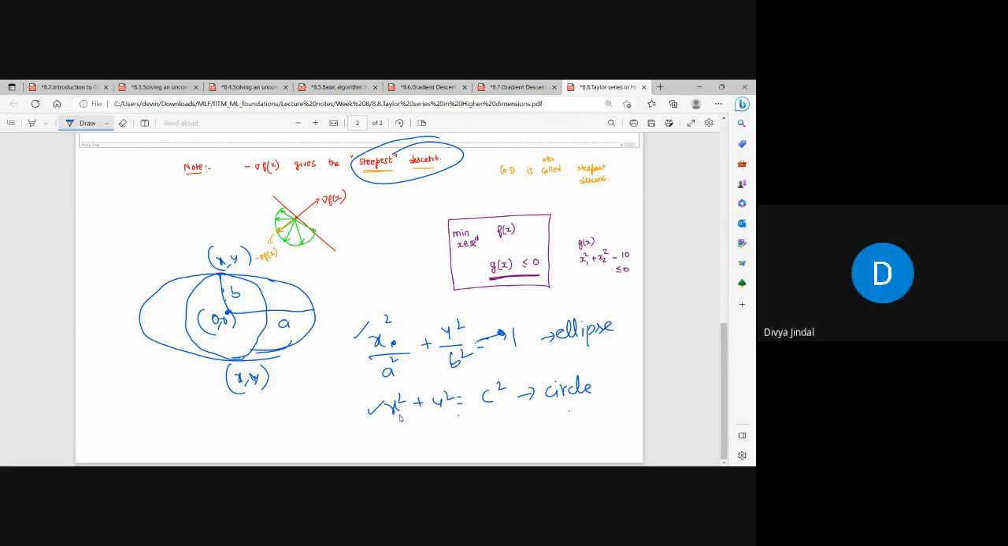Sir, can I be very honest? I don't know much about the properties of ellipses, so I would never arrive at these formulas. Don't worry about whether it's called an ellipse or not. All you have to worry about is this equation. Let's just solve this. This is a constraint and this is the equation.